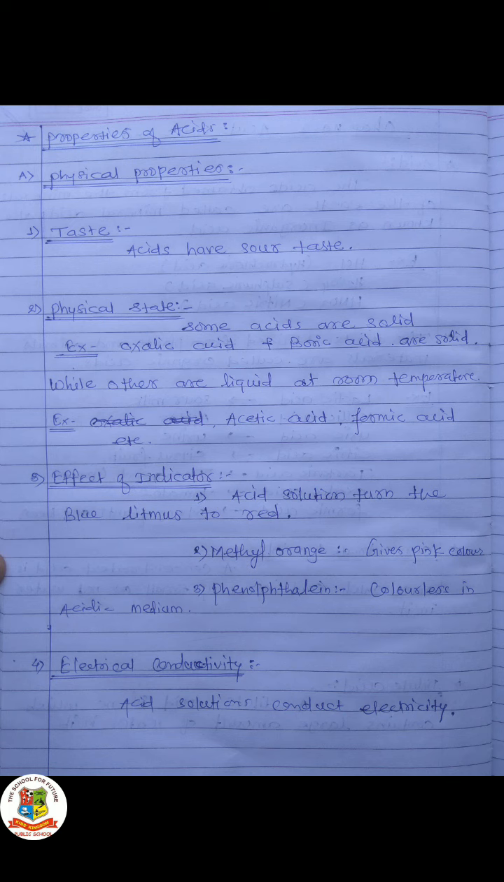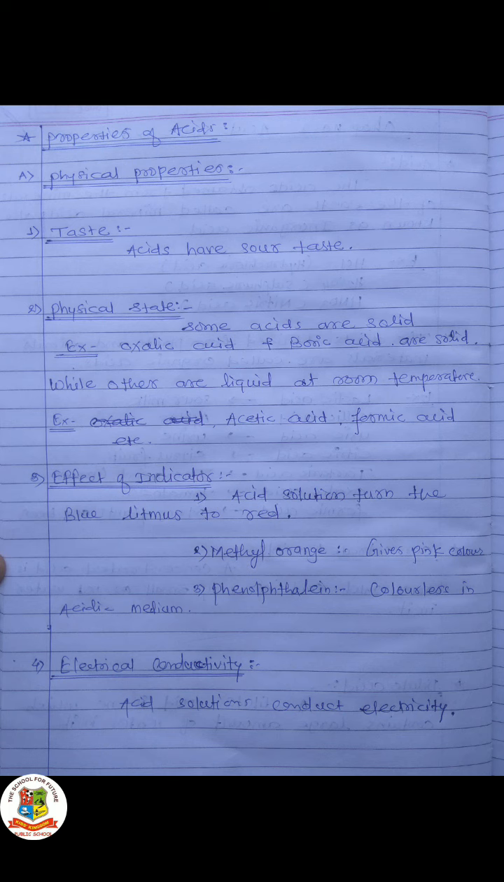Okay, now the effect of indicators. We should know what kind of effect will occur on the acid. We know that acid solution turns blue litmus to red. If the acid is present, then blue litmus changes into red. In the first part, in the definition of acid, I said that acids turn blue litmus to red. Okay, this is the litmus test.